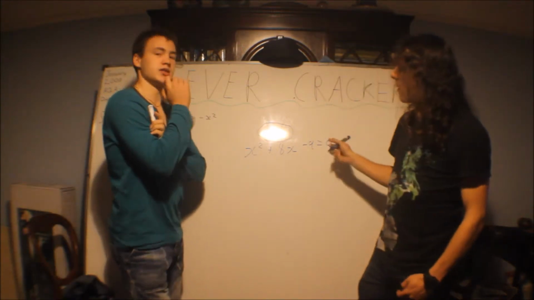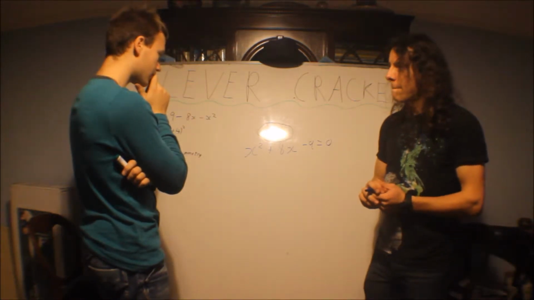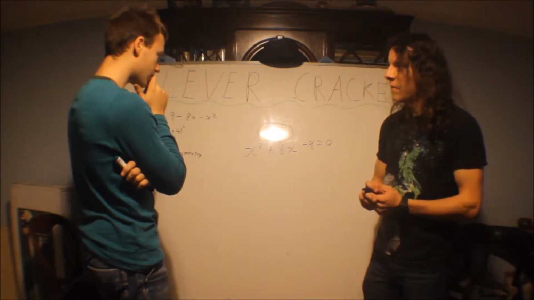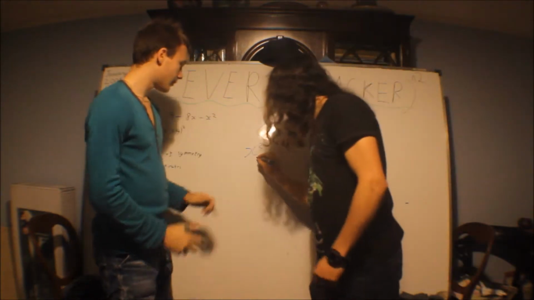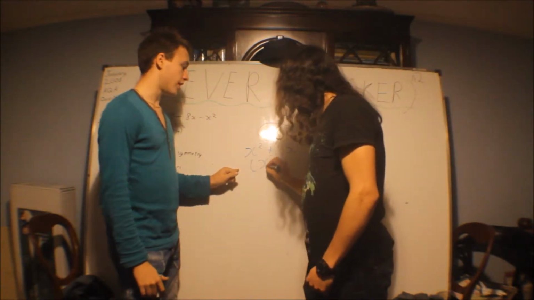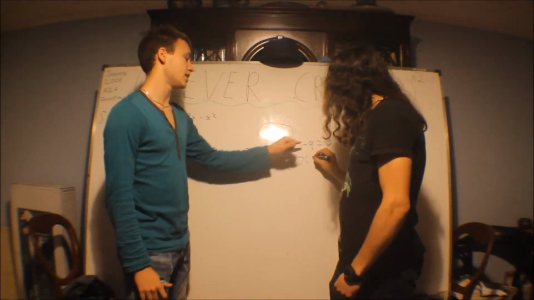Now, factorising it, I'm going to have to think about this for a second. Minus 1 plus 9. Yeah, good. That's also what I got. So you've got x minus 1 and x plus 9. When you expand it, it will become x squared plus 8x minus 9.